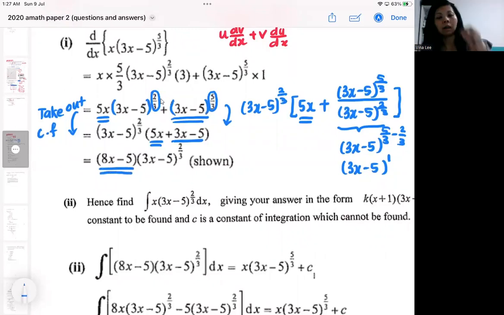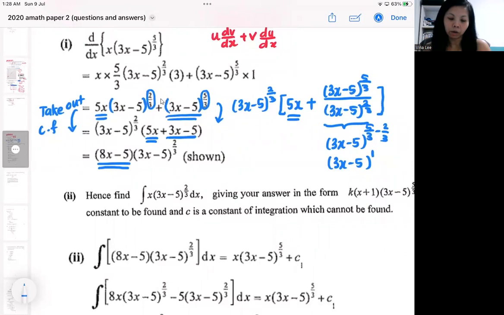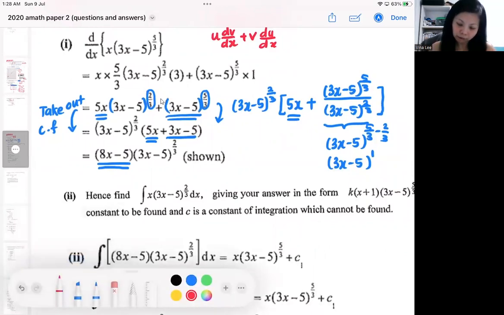So there's this part that involves indices. So your take out common factor, you take out the one with the lower power. But when you take out the lower power, you are dividing by the lower power, and that leads you to the indices part. Okay? And then after that is a hence question. After that is a hence question. I should make use of my differentiation to find this.